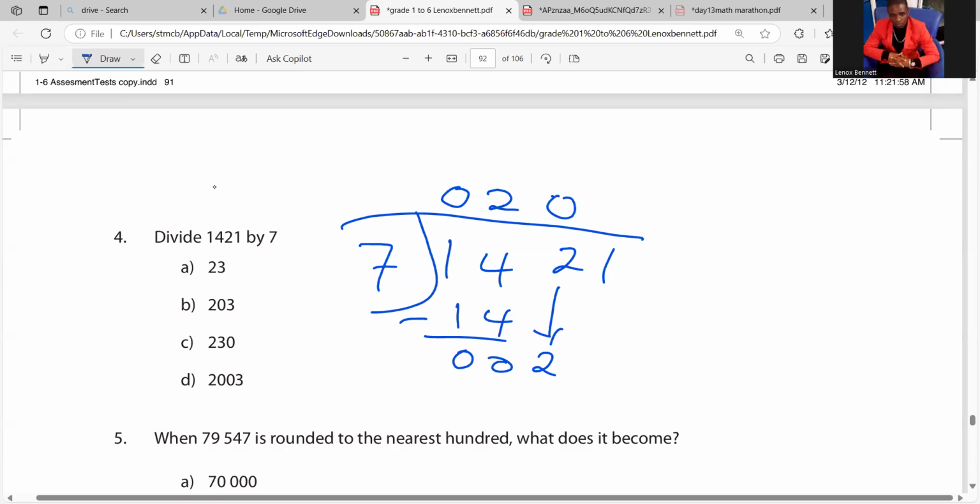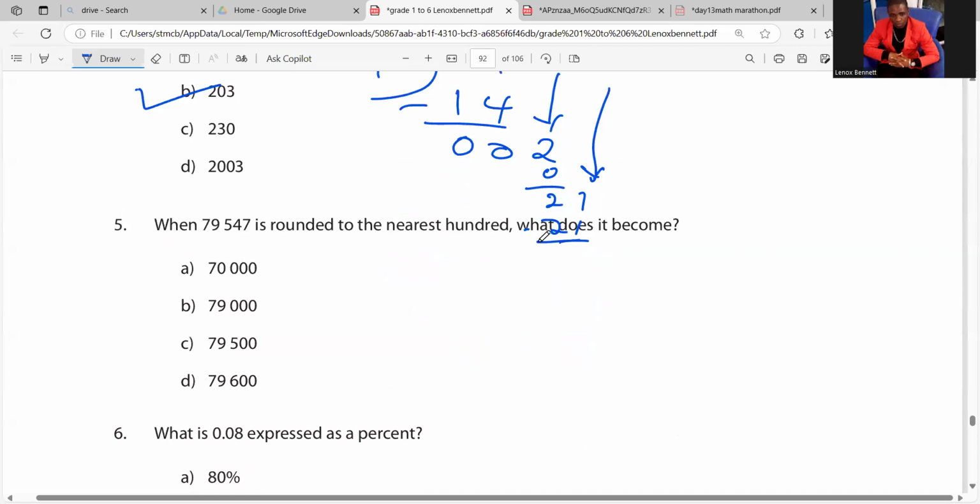Sorry, I thought I'd carry it down. So 7 into 2, we can't, right? So we carry. To be frank, we just say 7 into 21, and we subtract and get 0. And then we say 7 into 21 goes 3 times, 7 times 3 is 21. So this will be 203. Guys, remember when you multiply the 203 by the 7, you're supposed to get back the 1,421.